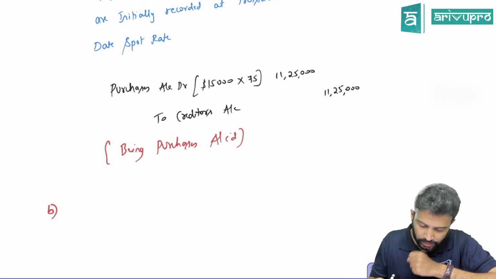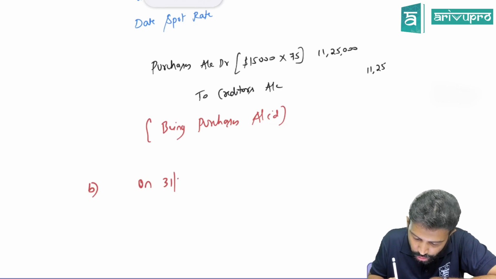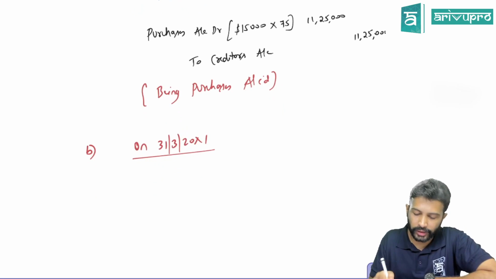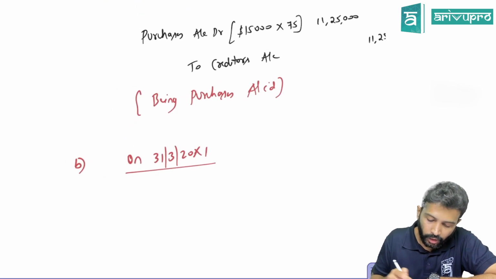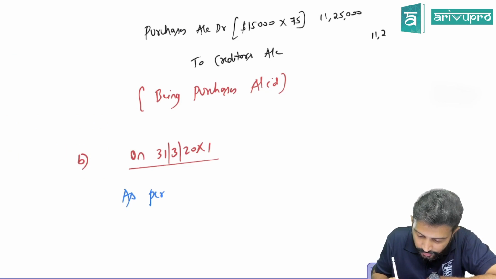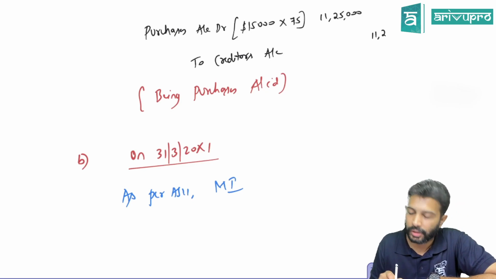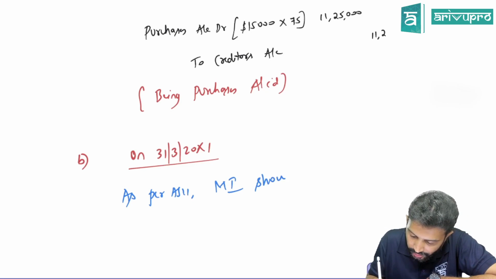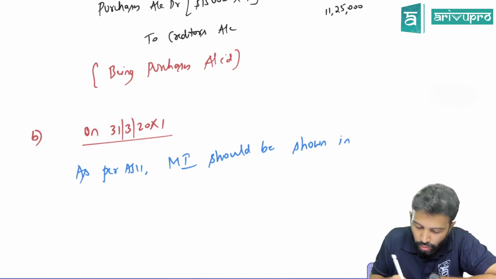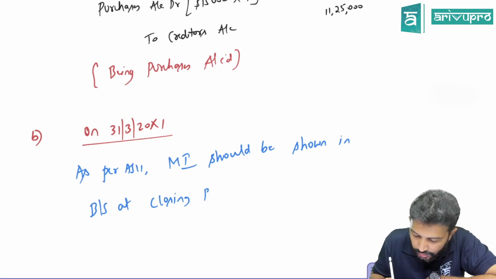So that means on 31st March, we'll give the heading. On 31st March 20x1, is it? Yes. Okay. On 31st March 20x1. So what does AS 11 say, sir? As per AS 11, monetary items should be shown in balance sheet at what rate? At the closing rate.